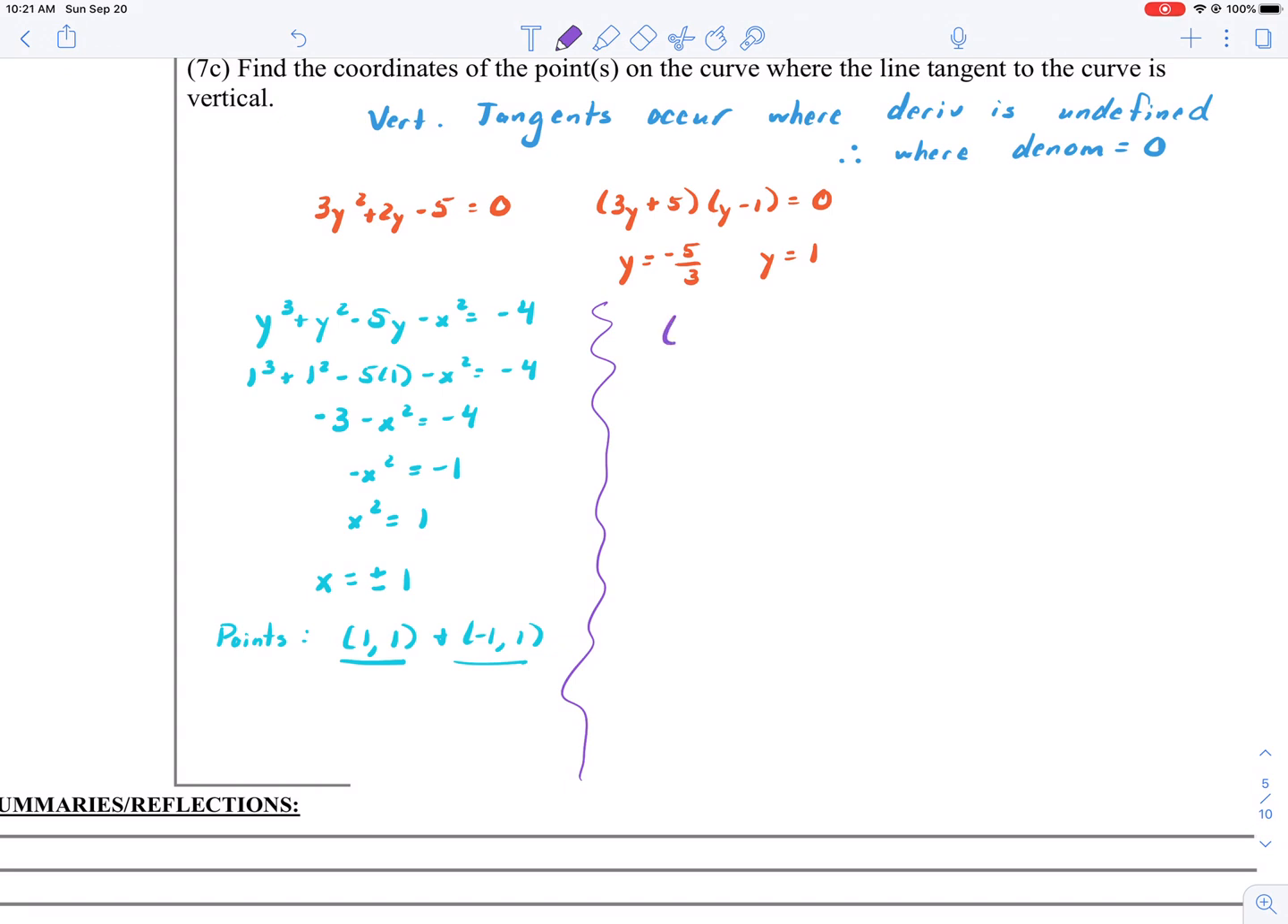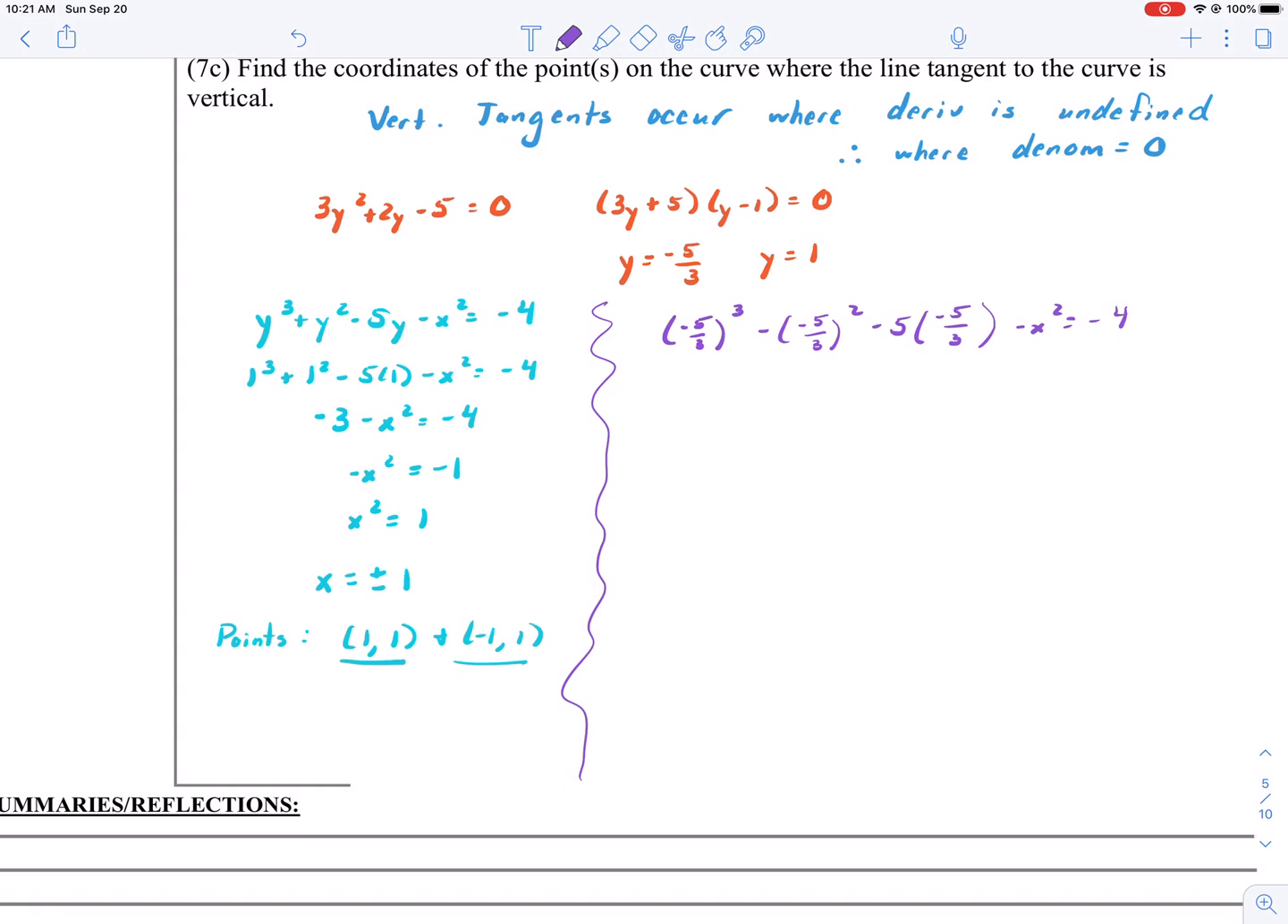So I'm going to plug in negative 5/3 everywhere I see a y. So minus negative 5/3 squared minus 5 times negative 5/3. Oh goodness, this is getting a little scary looking.